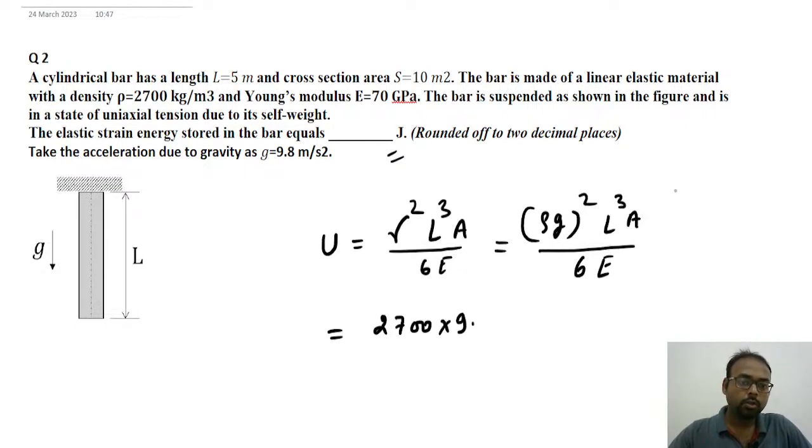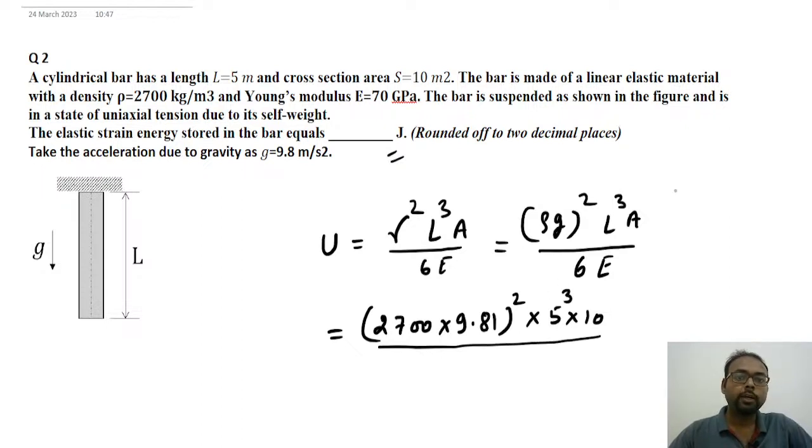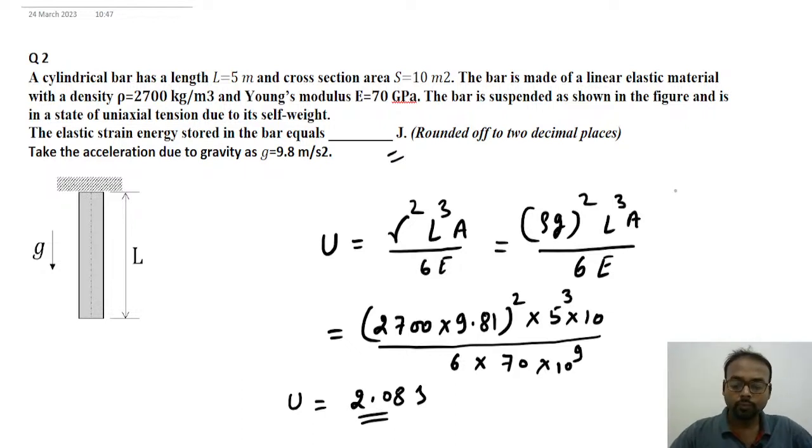2700 into 9.81 whole square into 5 into 10. So we have to put 5 cube here because we have L cube divided by 6 into E. The E value we have been given is 70 gigapascal, so this will be 70 into 10 to power 9. When we solve this, the U value comes out to be 2.08 joule.